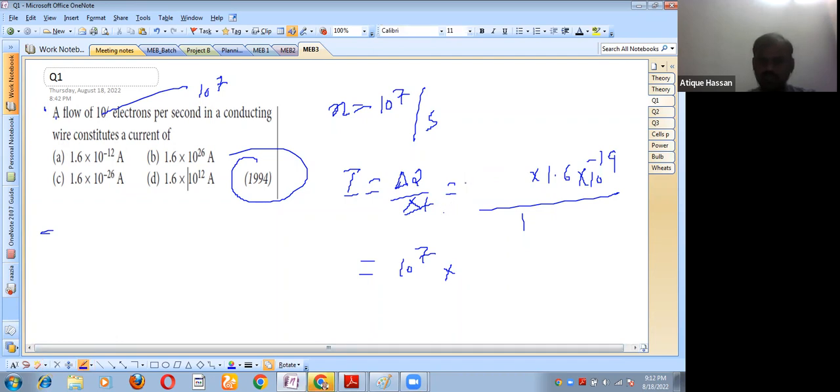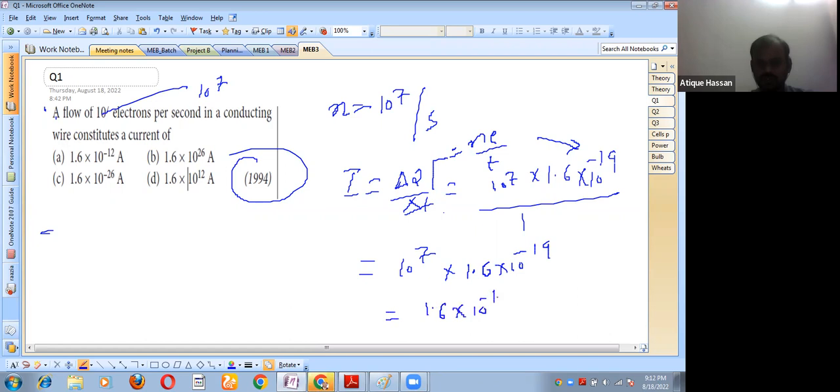And ne by t, so in place of e we have already written. This is equal to basically ne, and the value of e is this, and the value of n is 10 to the power 7 into 1.6 into 10 to the power minus 19. So we take it as 1.6 into 10 to the power minus 12. So A is the current. Okay.